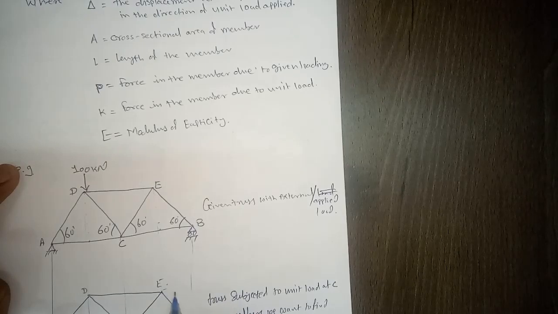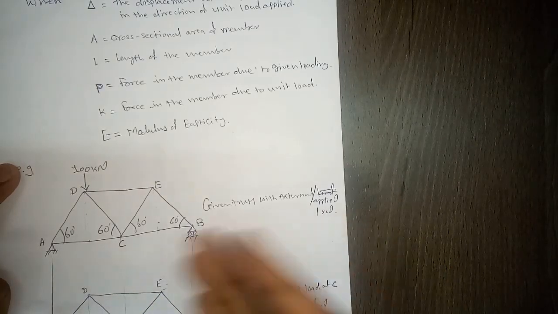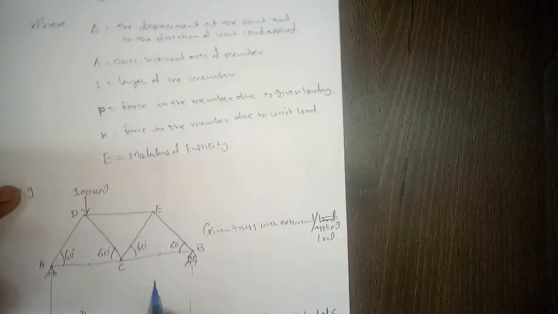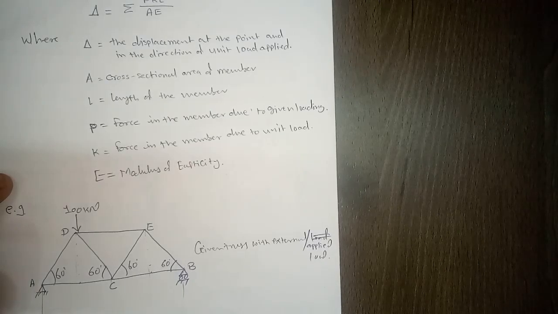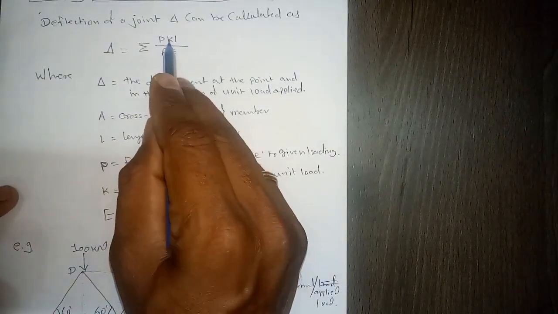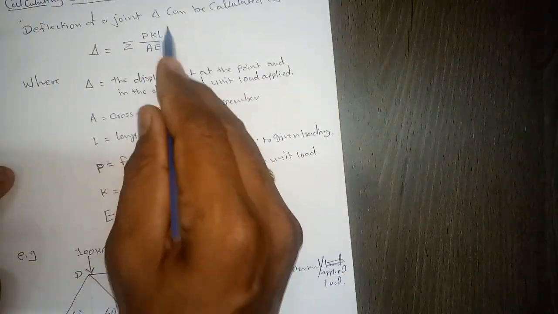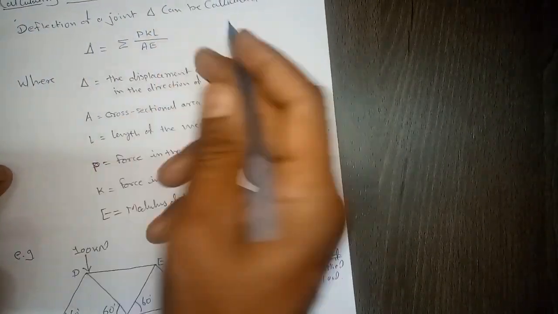If you want to find the horizontal displacement, you apply a unit load here, calculate, and say all those forces are k1 forces. Then for vertical, you apply here, calculate the forces in each member, and that will be your k2. So to calculate horizontal deflection, in this equation you use k1. To calculate vertical deflection you should use k2. Remaining things will be as they are.